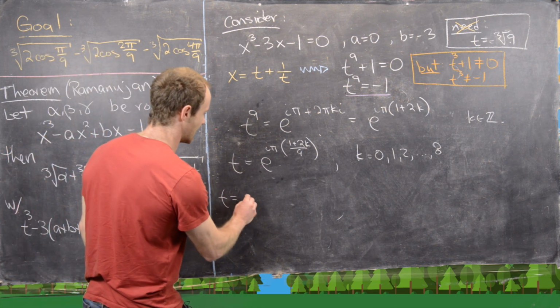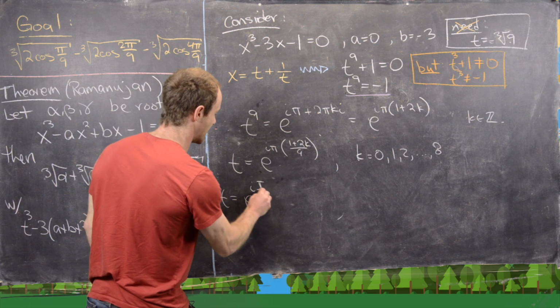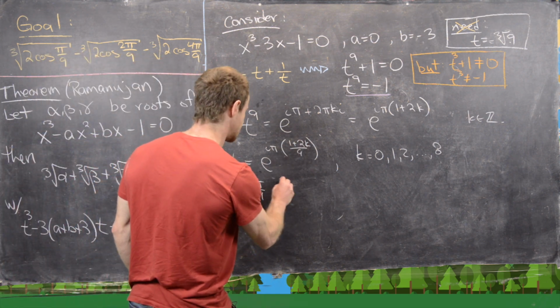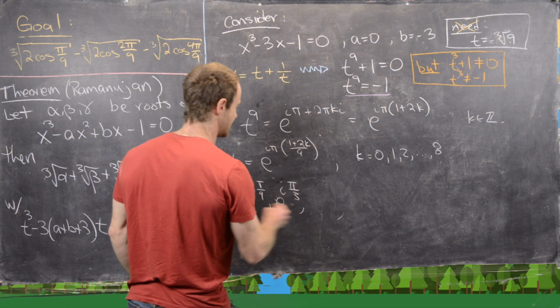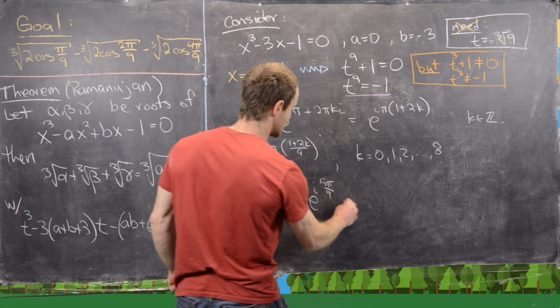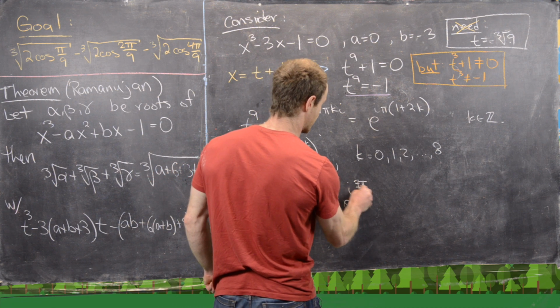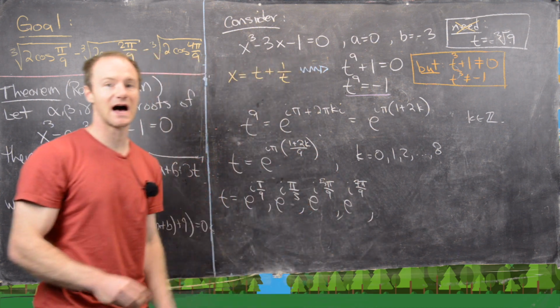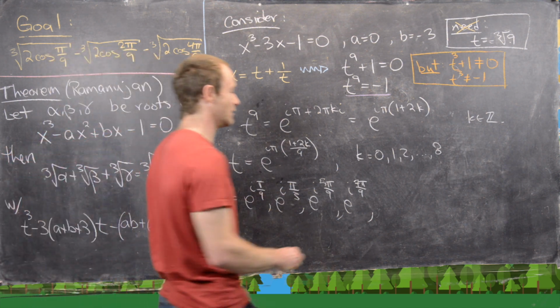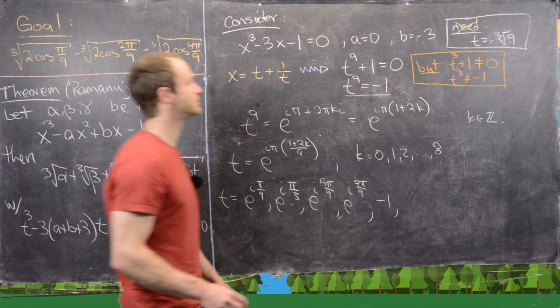So let's see, here we'll have e to the I pi over 9. That's what we get for k equals 0. And then we have e to the I 3 pi over 9, which is the same thing as pi over 3. E to the I 5 pi over 9. E to the I 7 pi over 9. E to the I 9 pi over 9, which is just e to the pi I, which is negative 1.